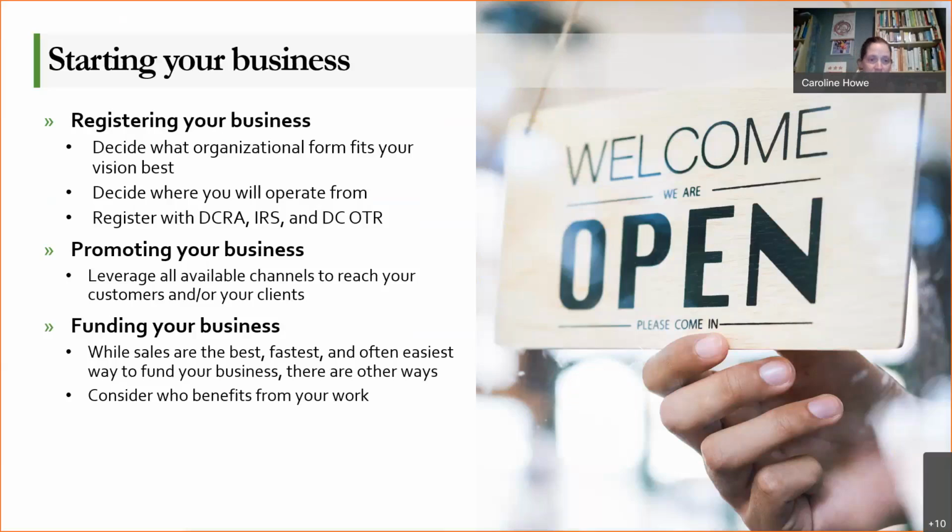And then funding your business. So sales, again, either to those customers or to the partners who are looking to see that same value, we see sales as the best, fastest, and often easiest way to fund your business. But of course, there are other ways. So when you're thinking about grants or loans for your business, consider who benefits from your work. Again, who is that value being created for, and who is currently paying for that value.